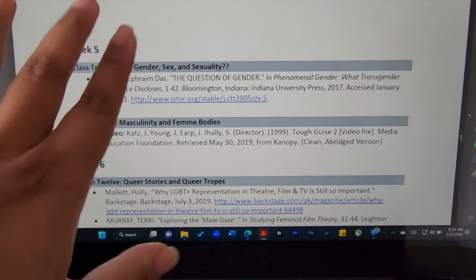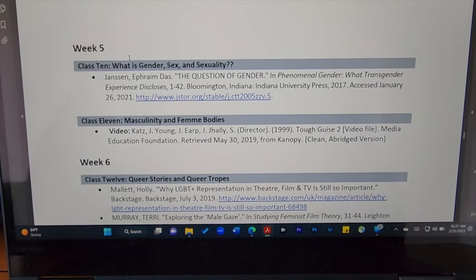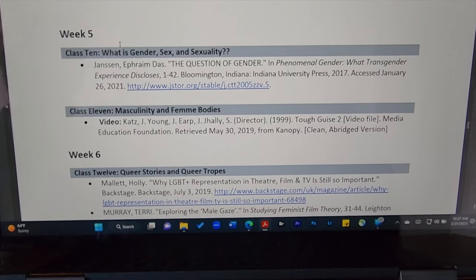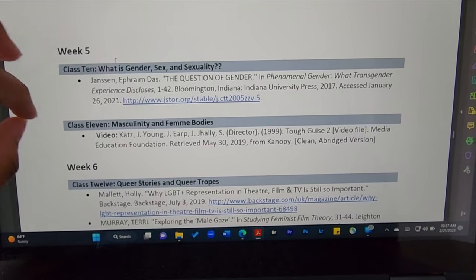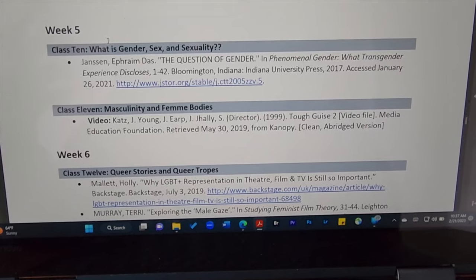Today we're talking about what is gender, sex, and sexuality. They have an assigned reading that's in the syllabus. So I know that when I do my slides, I need to consider this major question, and I also want to make sure I'm pulling from the main readings. So that's how I approach lesson planning.